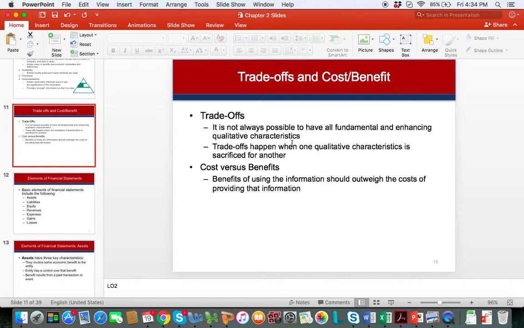Whereas if you remember from chapter 1, the required information like the income statement, statement of financial position, cash flow, changes in equity, and disclosure notes, they're required. So even if the cost outweighs the benefit, they're still required. Whereas the other financial information that you're producing might be just nice to have but not beneficial.